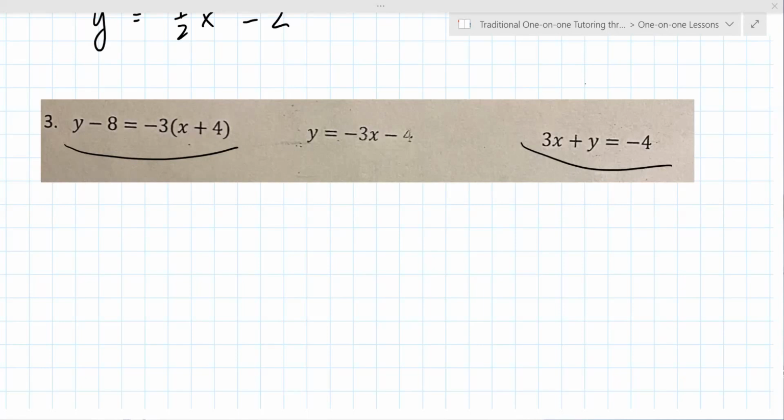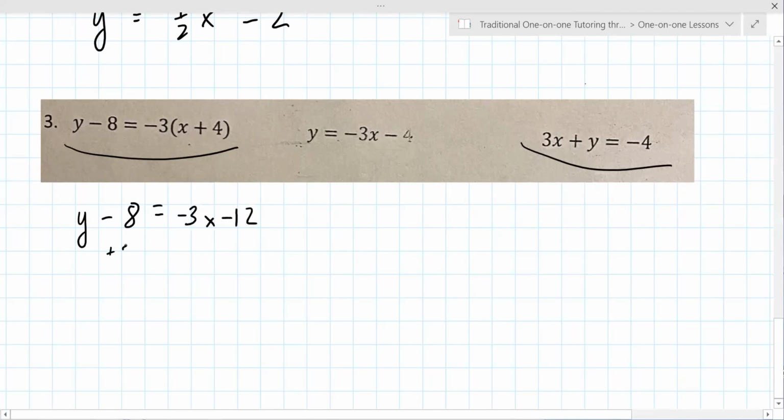Okay, so the first one goes into the second one. So let me show you here. Let's see if that's right. Y minus 8 equals minus 3x minus 12. Then you add 8 to both sides. So you get y equals minus 3x minus 4. So I agree. That's good. Okay, so try the other one here. See if you can get this. See what you can do here.